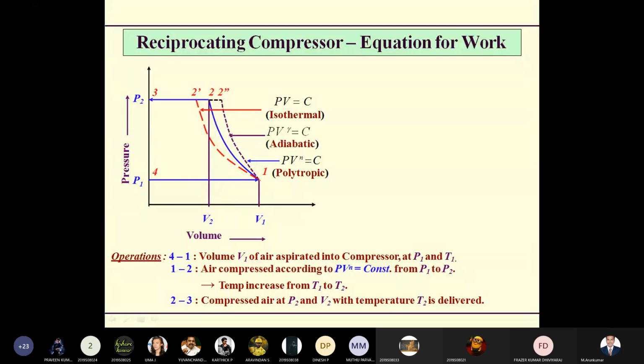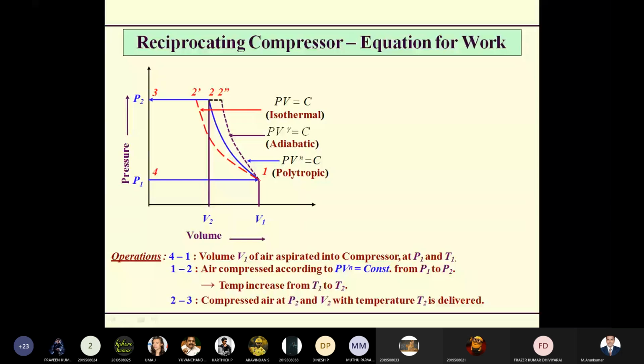Wait a minute. class like right, sorry for the disturbance.